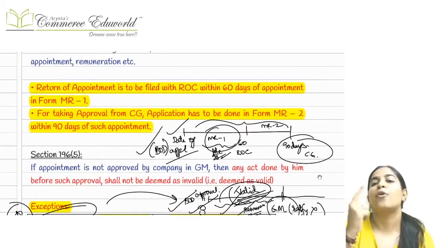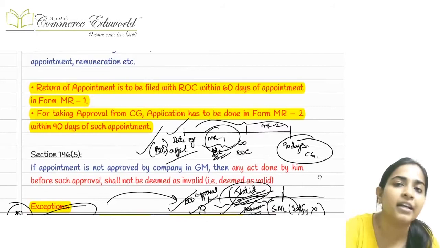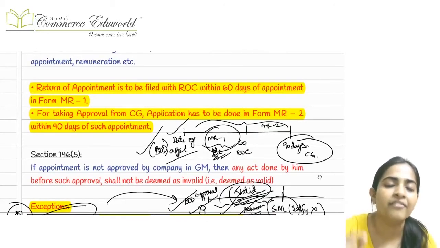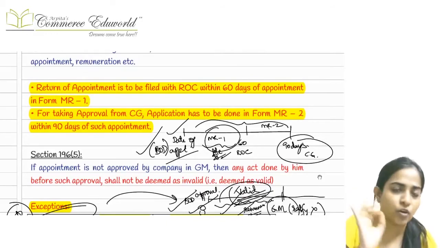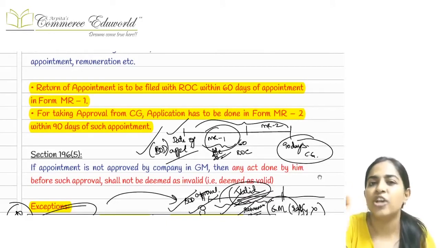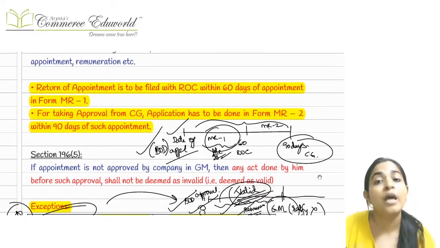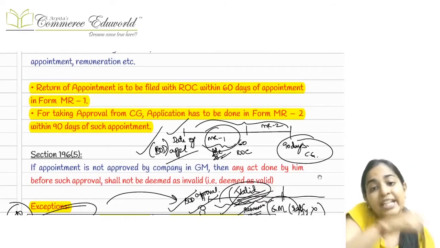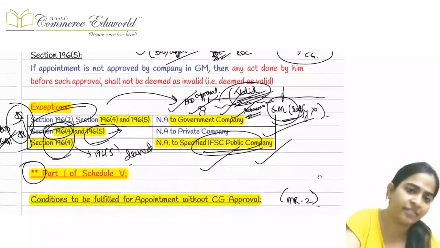Once that person is appointed by the board, within 60 days we have to file a return in form number MR1 with the ROC about the appointment of such managerial person. Okay, then if CG approval is required, then we have to file form number MR2 with the central government within 90 days from the date of appointment. If you want to take the CG's approval, then that has to be done within a period of 90 days.